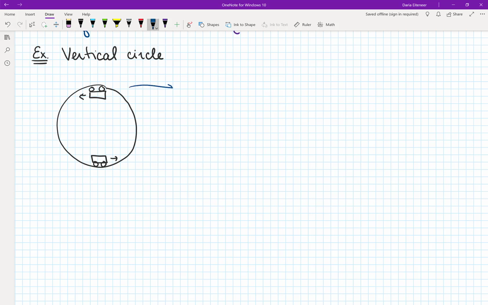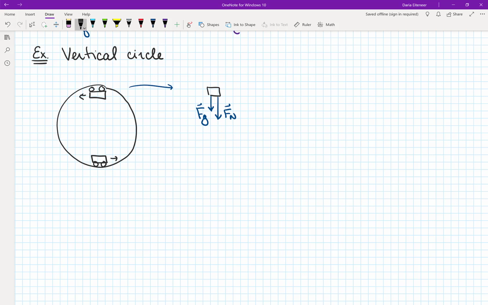So at the top I can draw a free body diagram. Here at the top, if the car is moving on the inside of the track, I would have force of gravity, and I would have a normal force, right? So the track, it's not really a support force, not much of support there, but the track is obviously in contact with the car, so it exerts a normal force.